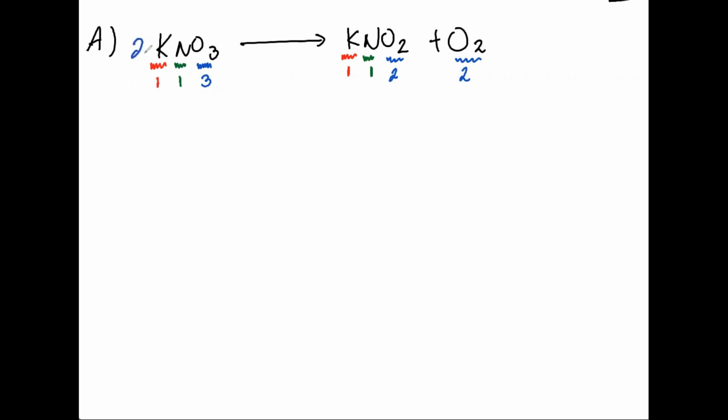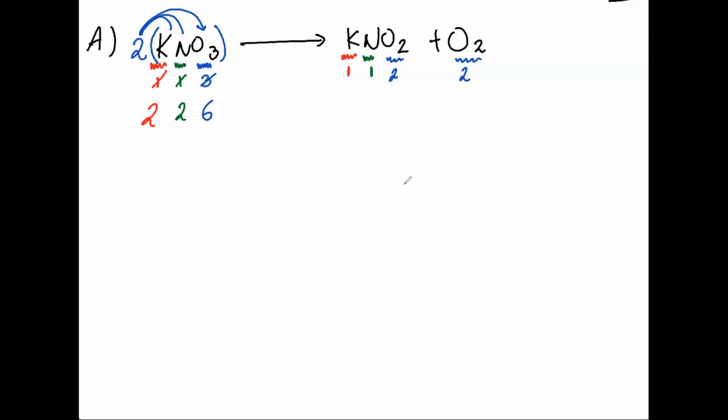So what can we do? Why don't you multiply these times 2? And this 2 is going to go here, here, and here. And when we do this, we no longer have 1 K. Now we have 2 K. When we do this, we no longer have 1 N. Now we have 2. And similar with O, we now have 6. All right, perfect.